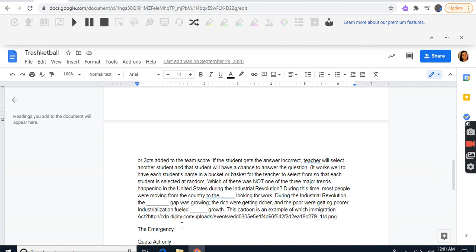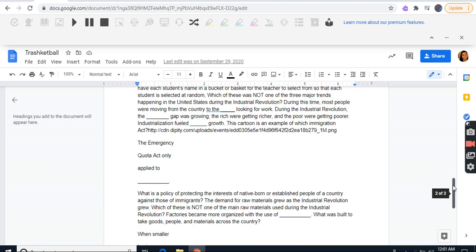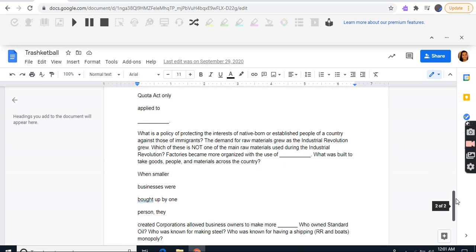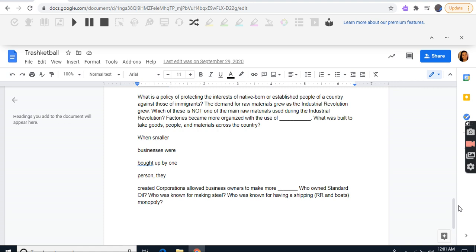You can click on it, or you can paste this link. The Emergency Quota Act only applied to blank. What is the policy of protecting the interests of native-born or established people of the country against those of immigrants? The demand for raw materials grew as the Industrial Revolution grew. Which of these is not one of the main raw materials used during the Industrial Revolution?